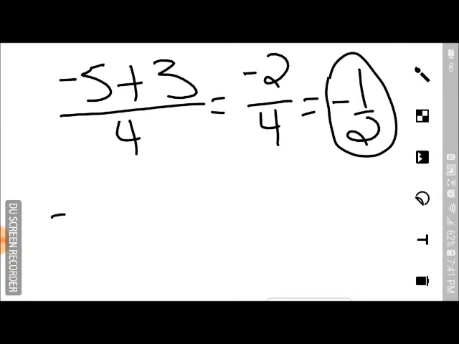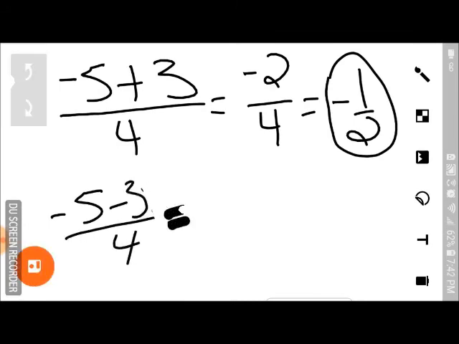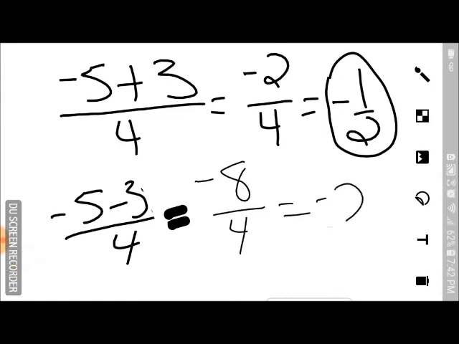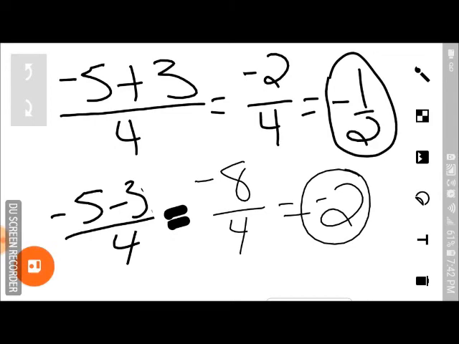The second scenario was negative 5 minus 3 over 4. Oh, I'm sorry. Negative 8 over 4. Okay. And that 8 divided by 4 is 2, but we have that negative. So that's negative 2. Okay. So we have two answers. Negative 1/2 and negative 2. This is how you solve a quadratic equation using the quadratic formula.